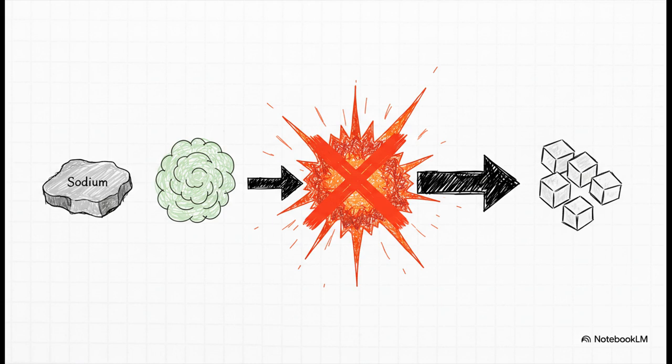And it makes total sense, right? You've got super reactive sodium metal and this reactive chlorine gas. If you just let them mix together while they're hot, they just react like crazy and you'd be right back where you started with sodium chloride. All that work for nothing.